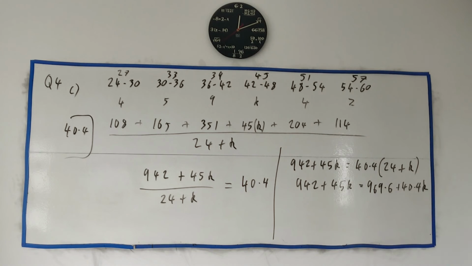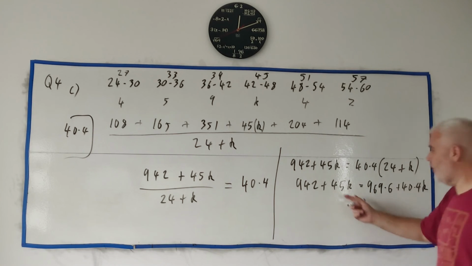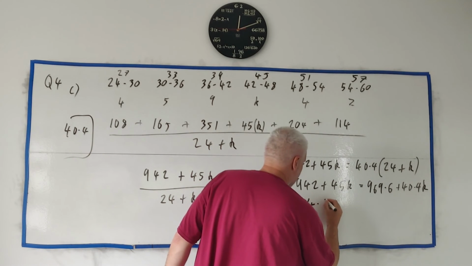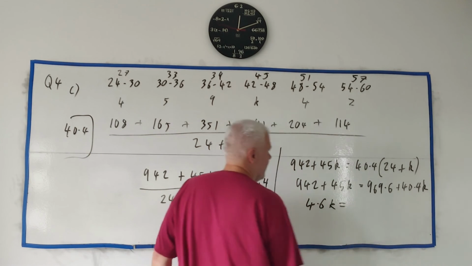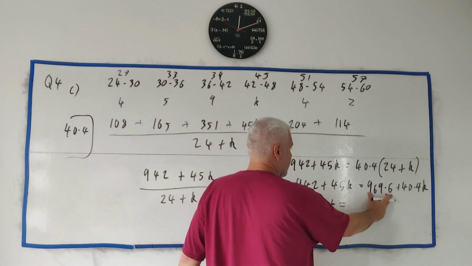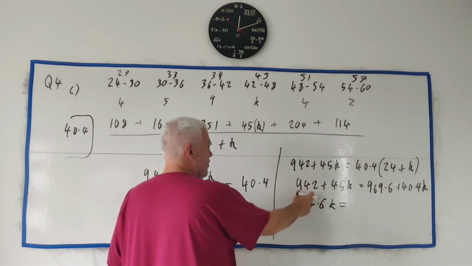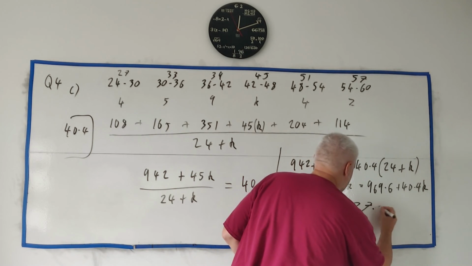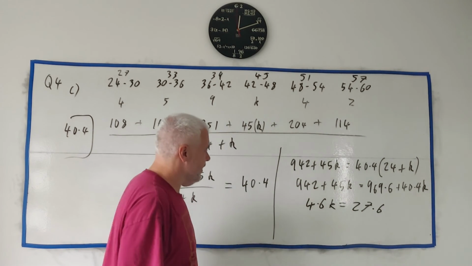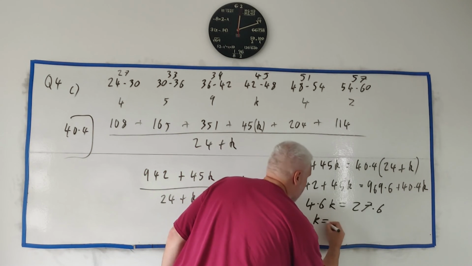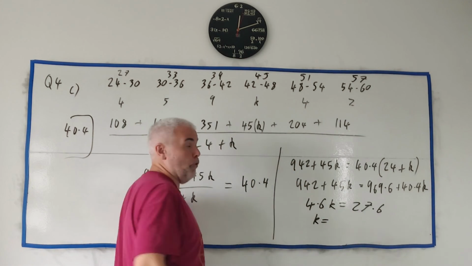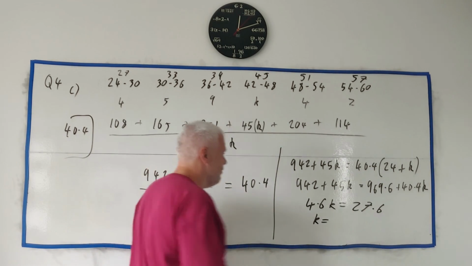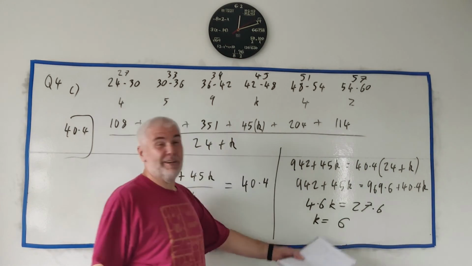Get all the k's on the same side, move them over this side. 45 minus 40.4, we can do that in our head, that's 4.6 k's is equal to 969.6 take away 942. I won't do that in my head, I'll use a calculator. 27.6. K is equal to 27.6 divided by 4.6. We cross our fingers that it's a whole number, otherwise we'd be in a bit of trouble. But it comes out 6.